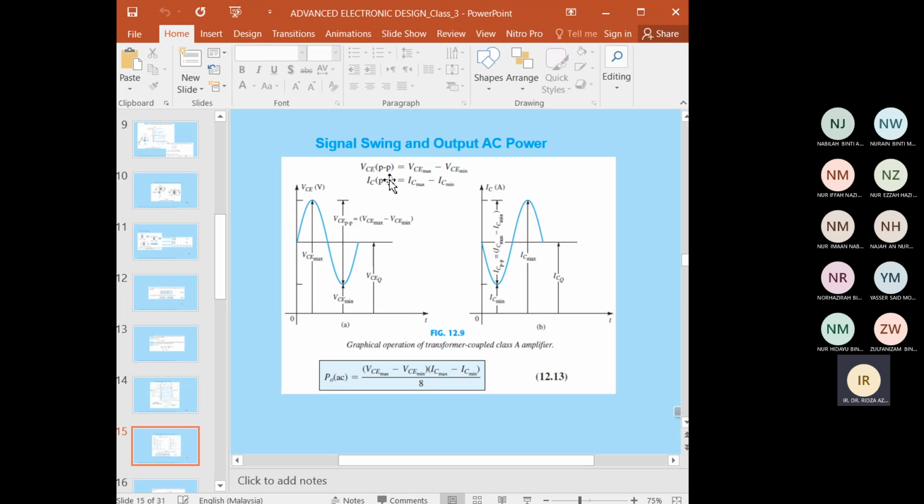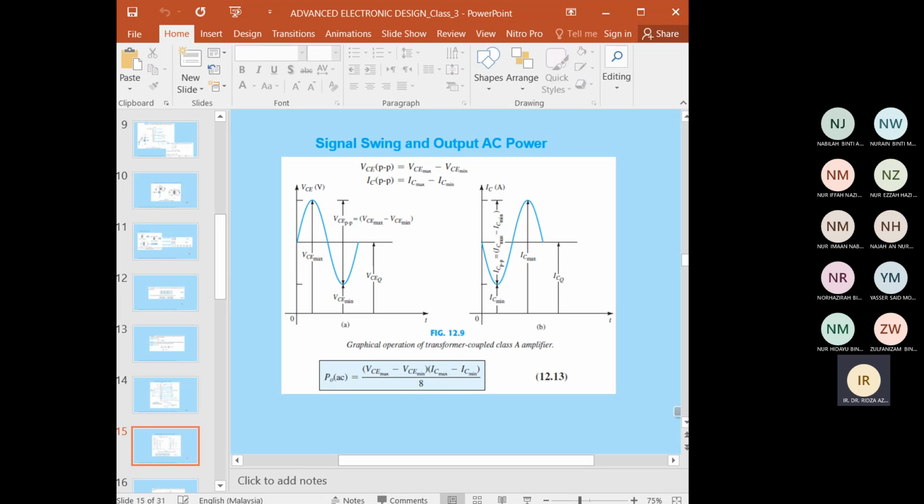So VCE peak to peak can be calculated by VCE max minus VCE minimum, and IC peak to peak can be calculated as IC max minus IC minimum. So the AC power output can be calculated by VCE max minus VCE minimum multiplied by IC max minus IC minimum, divided by 8. Okay, so this is the signal swing and the output AC power.